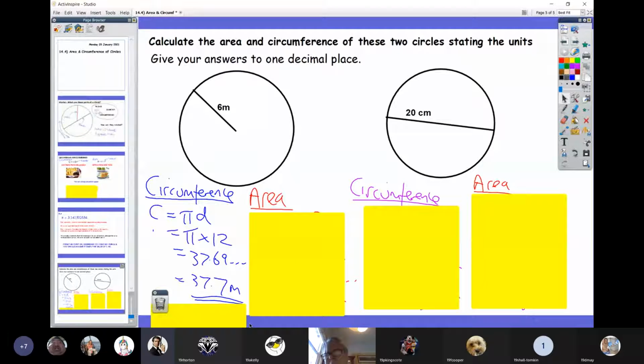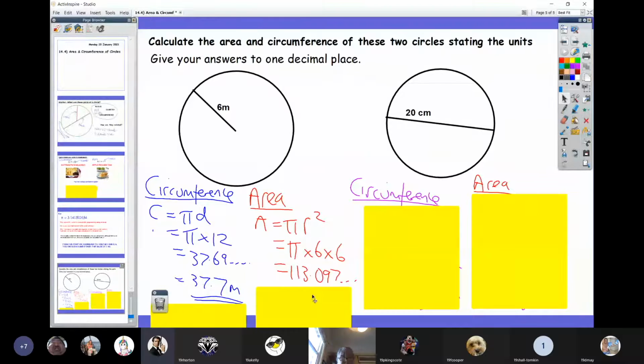Now, circumference is a length, so if you were putting in the units, it would just be meters or centimeters or what have you. Now, area. Say we had to work out the area for this circle. Area is pi r squared. We've been given the radius, which is 6, so it's going to be pi times 6 squared, or pi times 6 times 6. Put that into your calculator and you get 113.097, so to one decimal place, that would be 113.1.